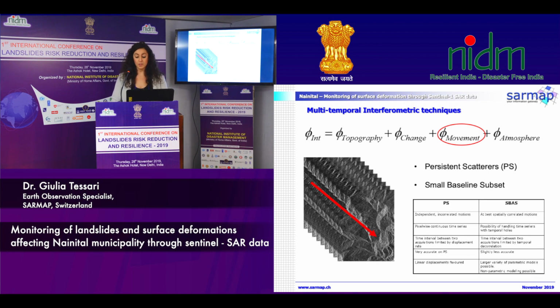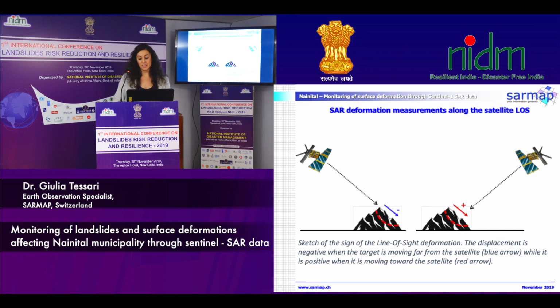We were using all the available data, and we were using one of the well-known techniques in this field that is called SBAS, small baseline subset. And our aim was to detect the deformation of the slope. So the satellite was able to detect if the slope was moving far from the satellite or toward the satellite.